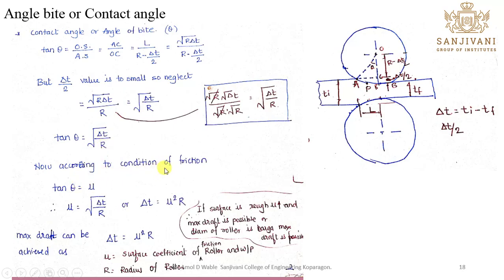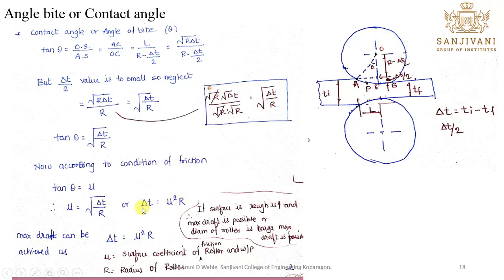Now according to the condition of friction, we can write the mu value as tan theta. So tan theta is equal to mu, as we found tan theta is equal to under root delta T by R. So you can write mu equals under root delta T by R, or delta T equals mu square R, where mu is the surface coefficient of friction between the roller and the workpiece, and R is the radius of the roller.